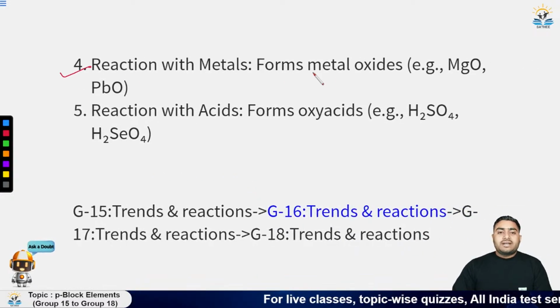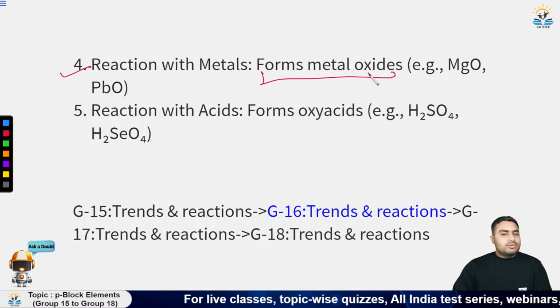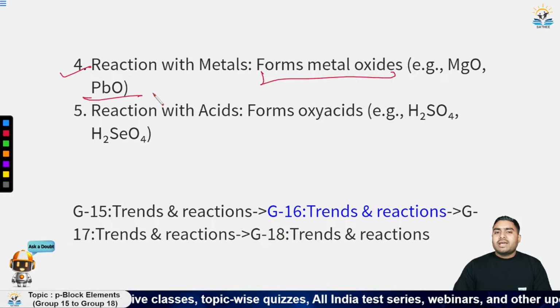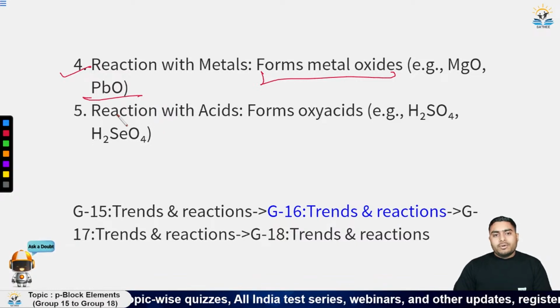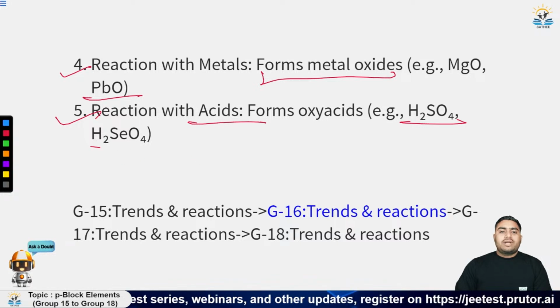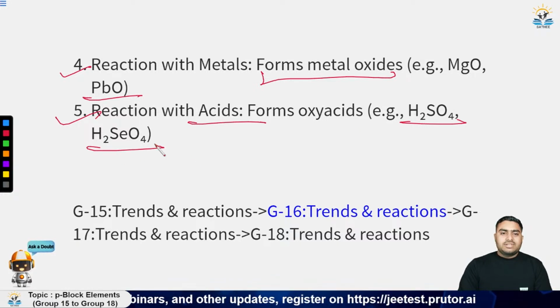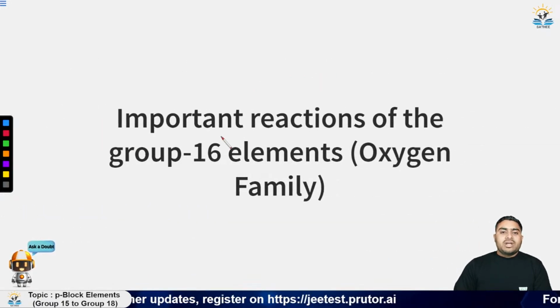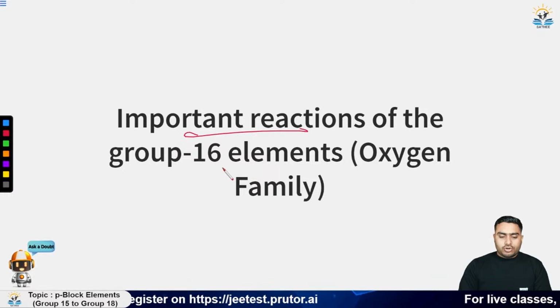Let's move to reaction with metals. So with metals, they will form metal oxides like MgO and PbO. Reaction with acids, they form oxy acids like H2SO4, like H2SeO4. This is all about the reaction part. Now let's discuss some important reactions of the group 16 elements.